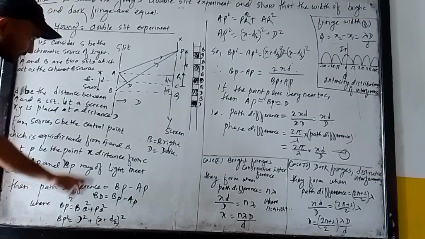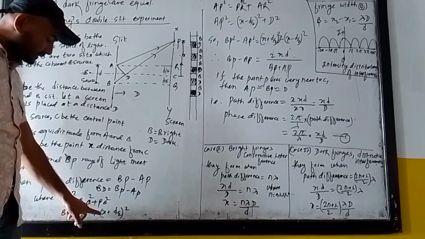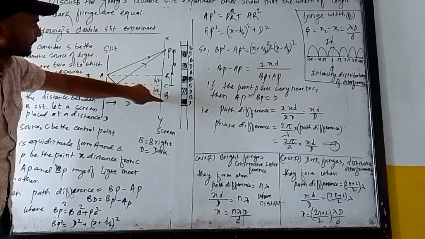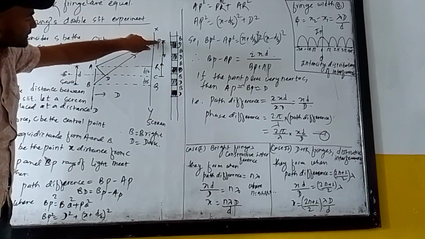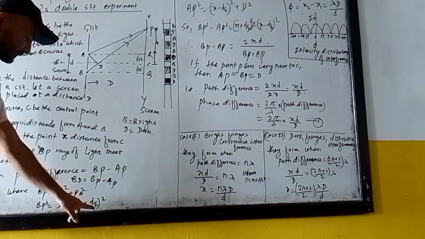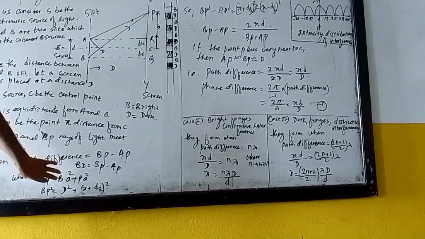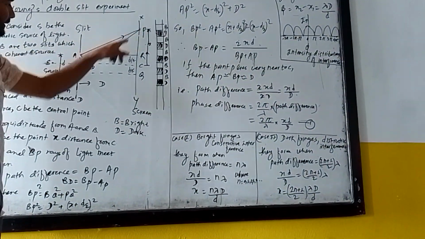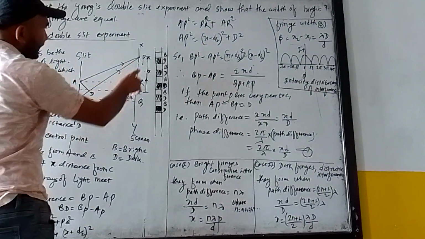Applying the values to this equation, we get BP square equal to D square plus (x plus d by 2) whole square. Where is PQ? Here C2P is x and C2Q is d by 2, so the total distance PQ is x plus d by 2, and I have written x plus d by 2 in place of PQ, squared, as you see in the Pythagoras theorem. In the same way we apply the Pythagoras theorem in the triangle APR.